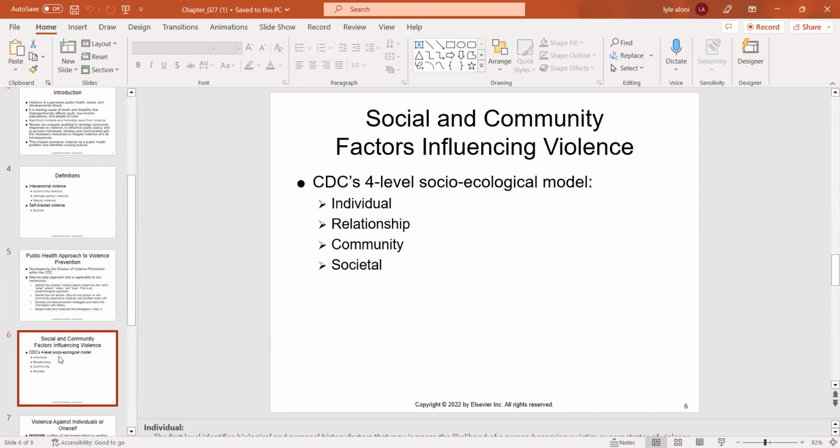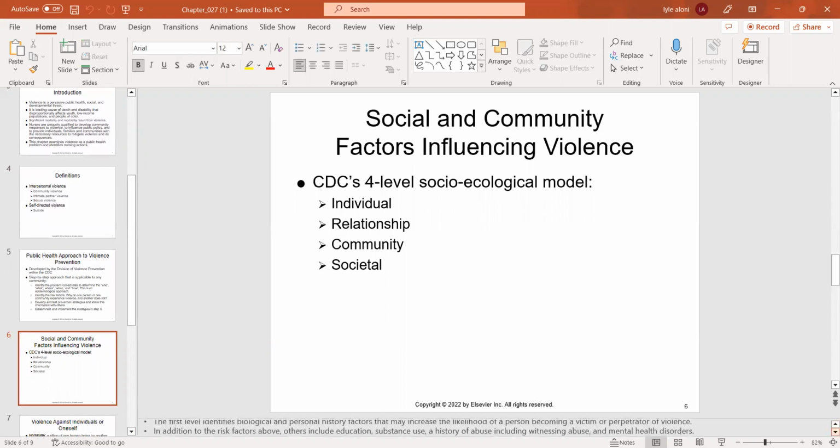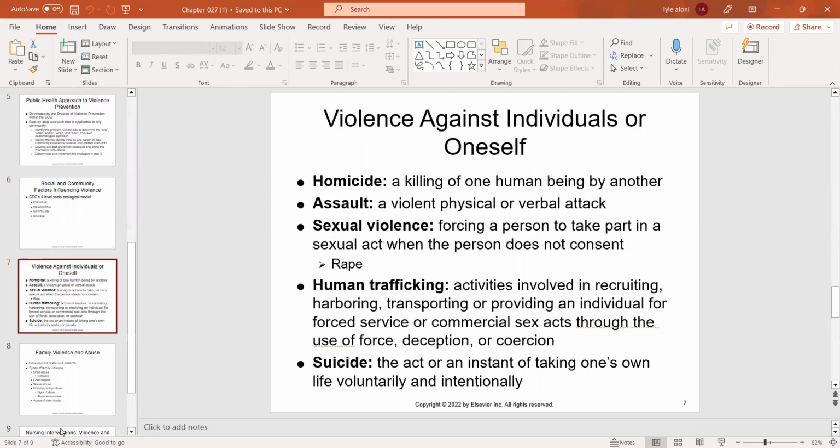So we take a look at our CDC 4-level socio-ecological model, and we start with the individual, the first level, which identifies biological and personal history factors that may increase the likelihood of a person becoming a victim. In addition to risk factors, others include education, substance use, and a history of witnessing abuse as well. Societal, depending on who we're around and the type of community that we're in, we may see more violence.